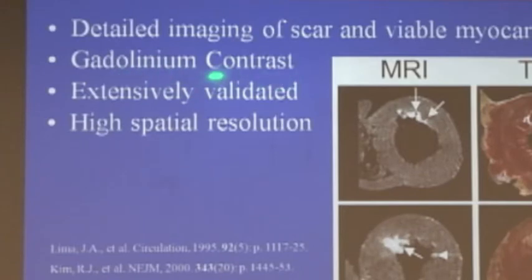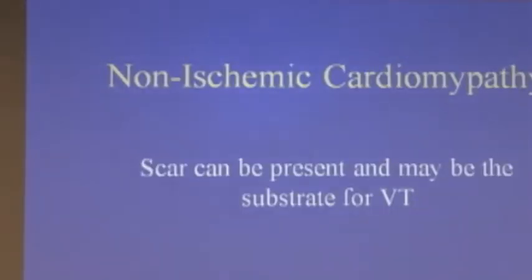So with gadolinium contrast, you get really good images. It's been extensively validated, and it can have high spatial resolution depending on how clever you are in terms of your MR pulse sequences and breath holding and gating and things like that. So first we looked at non-ischemic cardiomyopathy, where scar can be present and is likely the substrate for VT.